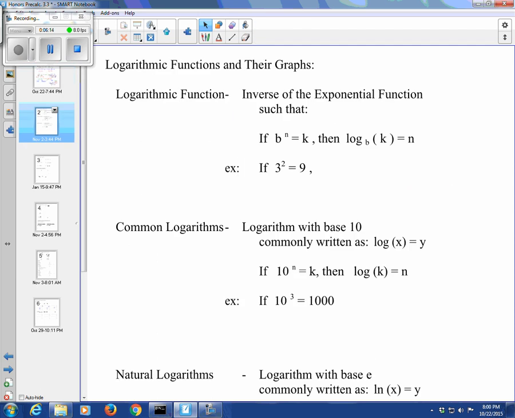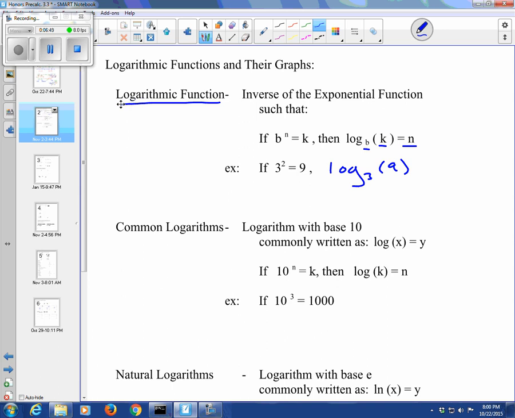Looking at our basic definition of a logarithm, we can say the logarithm is the inverse of the exponential function, such that if we have b to the n equals k, log base b of k will equal n, right? And again, what we're saying is, what do I need to raise b to in order to get k? Well, if b to the n equals k, then that would be the nth power. So if we're looking at 3 squared equals 9, rewriting this as a logarithm, this would be log base 3 of 9, or what do I need to raise 3 to in order to get 9? And that would be the exponent of 2.